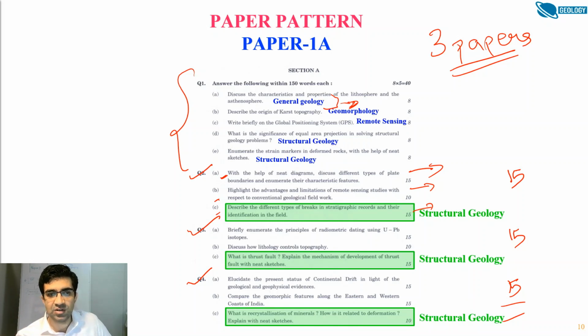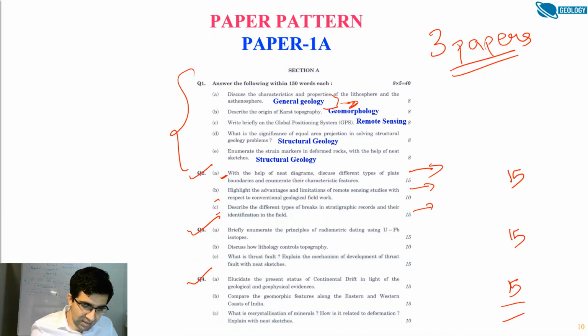question, that is part C of question 2, 3 and 4. Part C is the structural geology question. Here you have 2 questions of 15 marks each and one question of 10 marks. Whereas in general geology all questions were of 15 marks, here you see 15, 15 and 10 because you got 2 questions from structural geology in question number 1. So this is how section A looks.